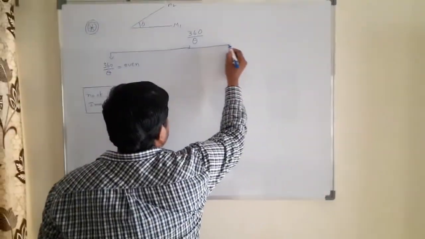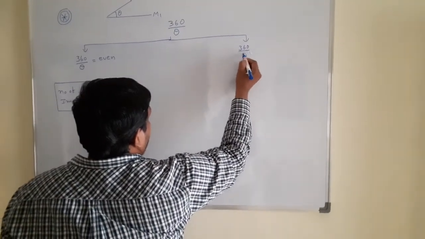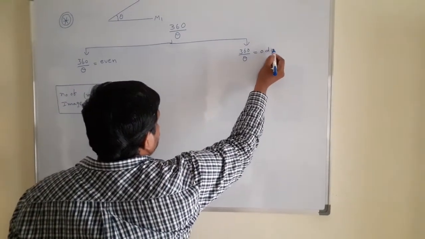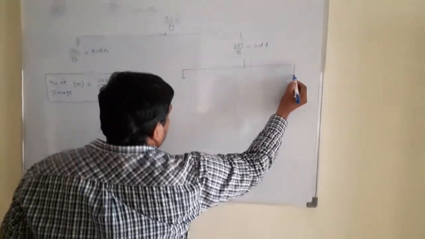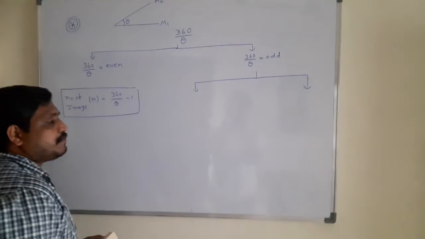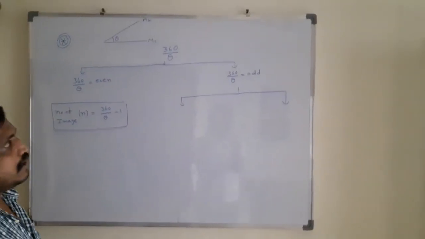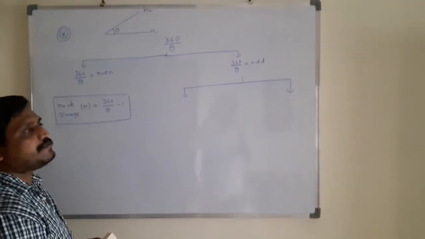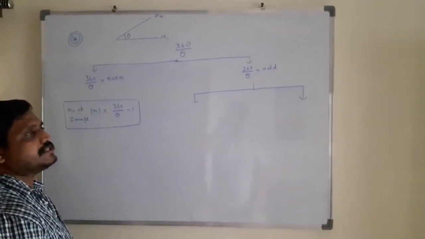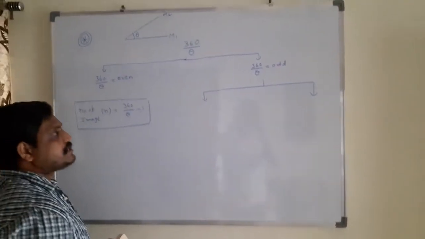In the second situation, 360 by theta is odd. In this situation, two cases arise. Once again I repeat, the first case is when the 360 by theta value is odd. For example, theta value 120, 360 by 120 is 3, that means it is odd. In this situation, two cases arise.